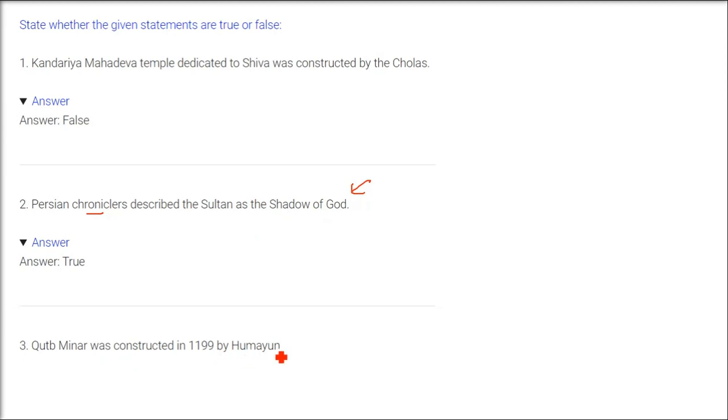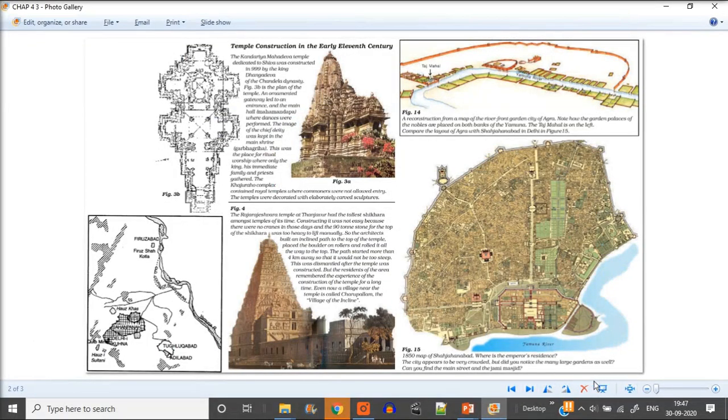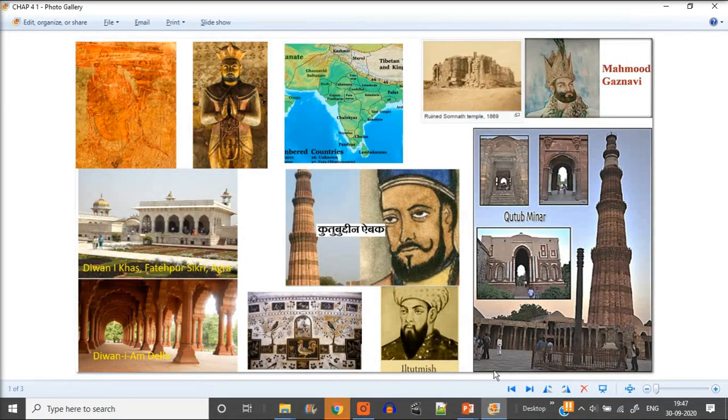Qutub Minar was constructed in 1119 by Humayun. That's wrong. Humayun is not there. Let me show you here once again. If you see in the picture, this is Qutubuddin Aibak. There was a Sufi also whose name starts with Qutub, so we indicate his name too. But the first floor was constructed by Qutubuddin Aibak.